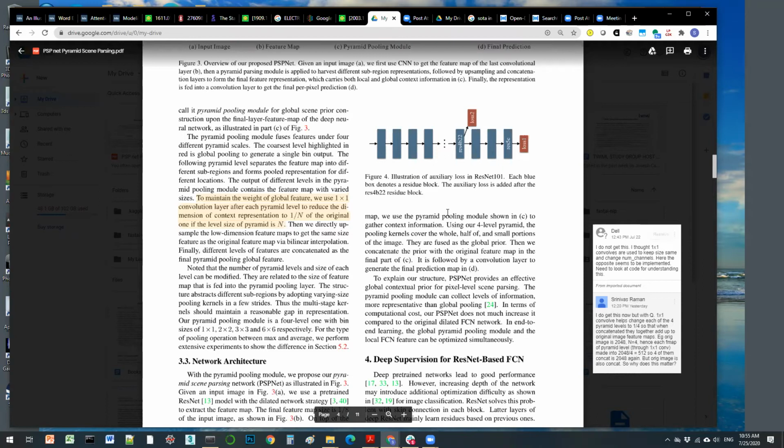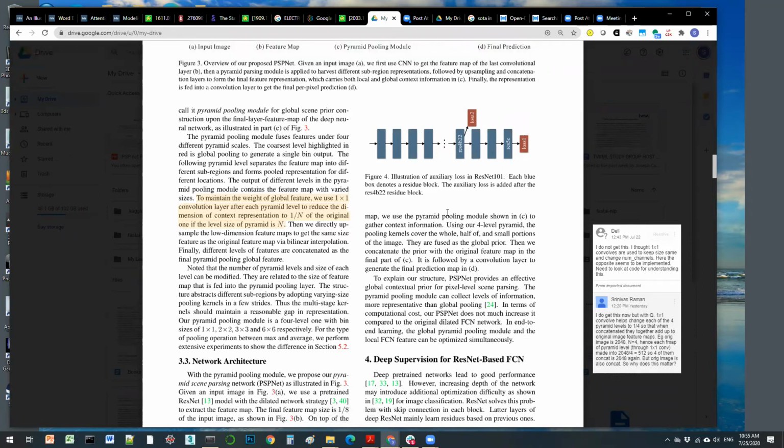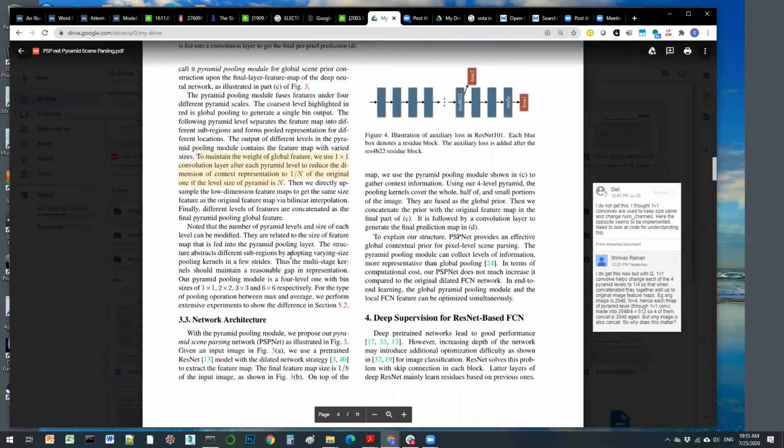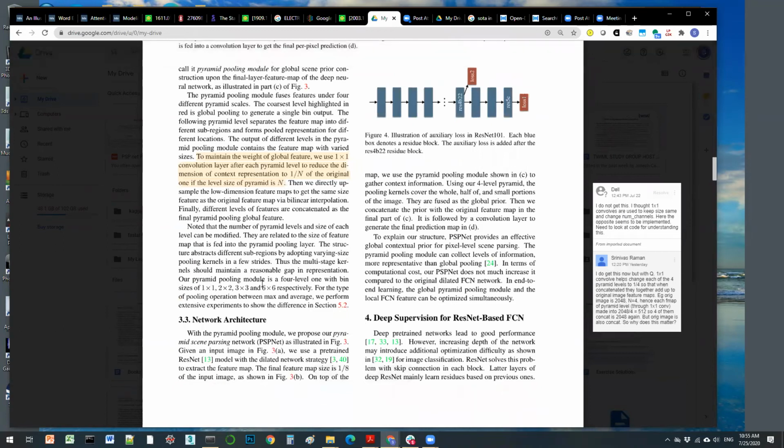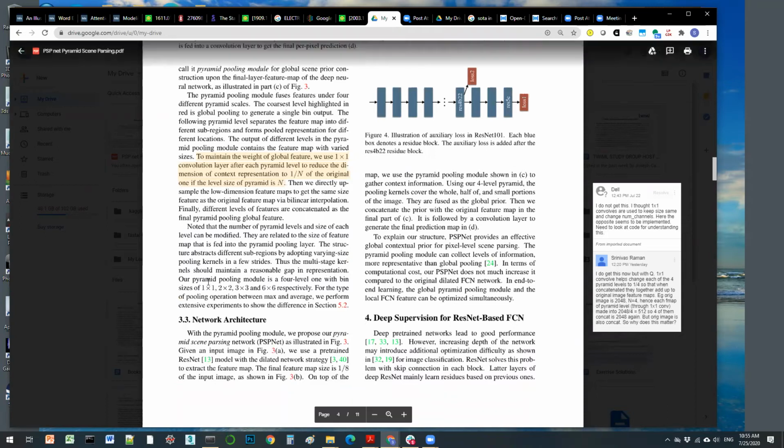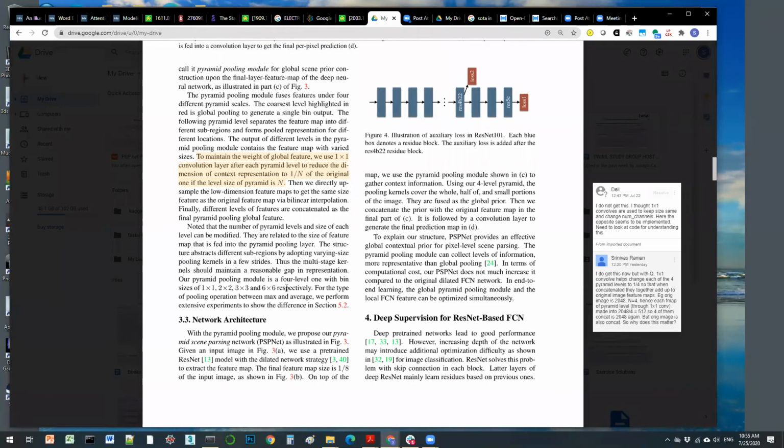In fact, as you can see, I posted the first question and then I answered my own question because I figured it out yesterday. So you can see how they are talking about their pyramid pooling is a 4-level one with bin sizes of 1 by 1, 2 by 2, 3 by 3, 6 by 6. And this is the question you're asking, Mehul, of can this be more or less? They just stick with 4, but yes, the answer is yes.